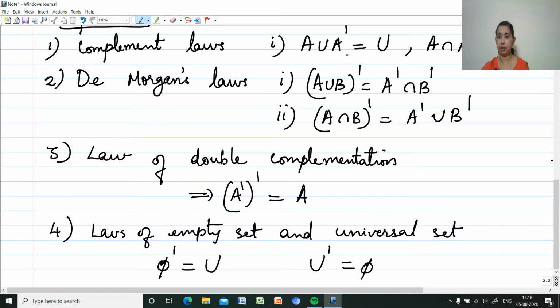So the four properties of complement: one is the complement law, A union A complement is the universal set and A intersection A complement is the null set. De Morgan's law, A union B whole complement is the same as A complement intersection B complement, whereas A intersection B whole complement is the same as A complement union B complement. Then double complementation: if you take the complement twice we get A itself. Then the empty set complement is the universal set and the universal set complement is the empty set.